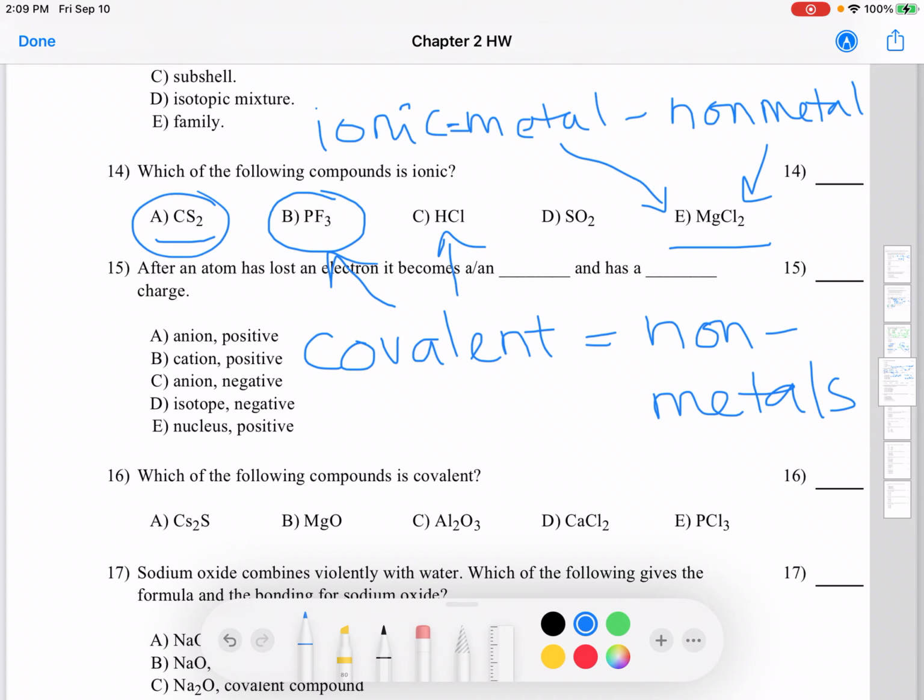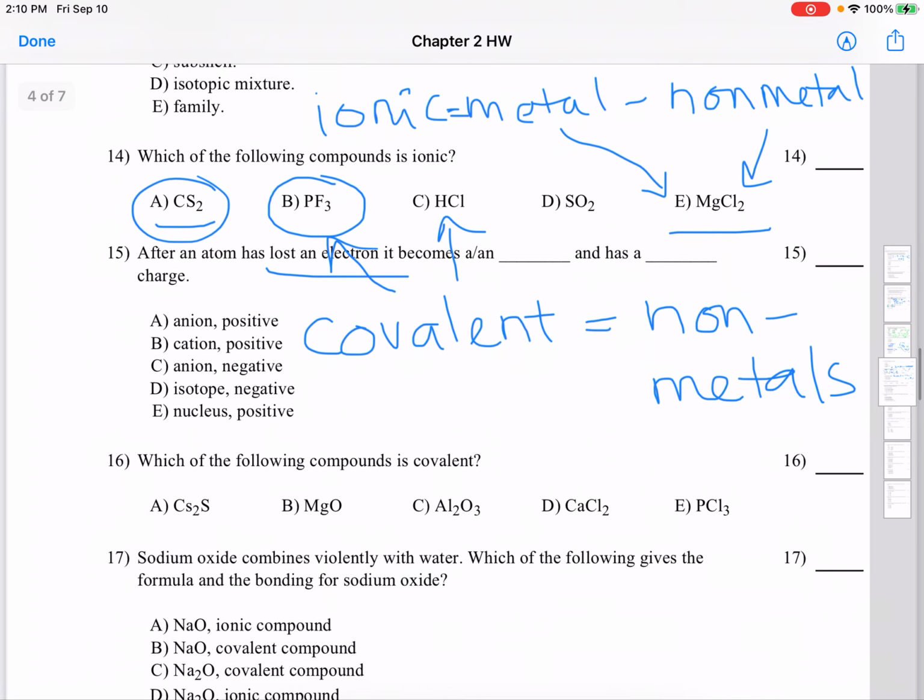After an atom has lost an electron, it has a charge. What kind of ion do you form when you lose an electron? When you lose an electron, you form cations. And when you gain an electron, you form anions. The cations are positively charged and the anions are negatively charged. So this is asking after losing an electron. Okay, so now you know the answer for that.